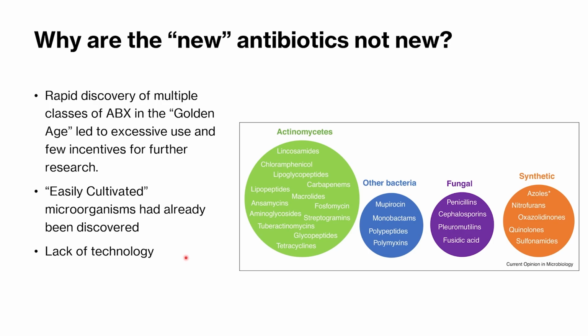So why are there no new antibiotics? If we ignore plazomicin, we really just don't see that many new antibiotics. You know, we're getting new diabetes drugs every other day, it seems. But what about antibiotics? Well, there was just such a rapid discovery during the golden age that it led to overuse of antibiotics and few incentives for further research. If there are so many antibiotics flooding the market, why should I keep looking? It seems like everything's covered.